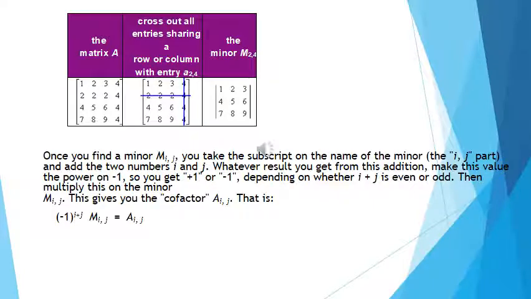See here, the matrix A is given as 1, 2, 3, 4; 2, 2, 2, 4; 4, 5, 6, 4; 7, 8, 9, 4. Cross out all the entries sharing a row or column with entry A24. A24 means your second row, fourth element, that is the 4. In the second row, fourth element, I have to cancel it. So the second row as well as the fourth column should be deleted. What remains is the determinant of 1, 2, 3, 4, 5, 6, 7, 8, 9. When you find the determinant for this, that is called the minor of the fourth element, that is, of A24.